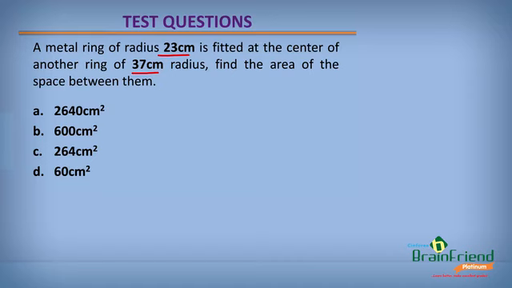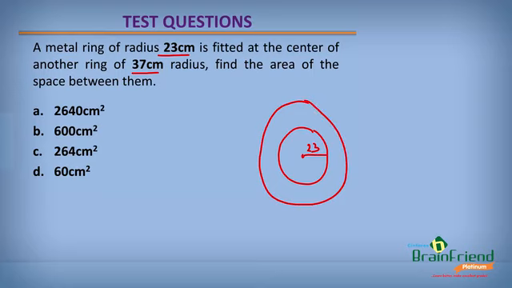So to do this, we can draw this question or make this question in a pictorial form so we can understand it. This is a metal ring of 23 cm radius, fitted at the center of another ring of 37 cm. So it's fitted at the center of a bigger ring of 37 cm radius. The question is, find the area of the space between them. So the space between the two rings, that's what we have to find.